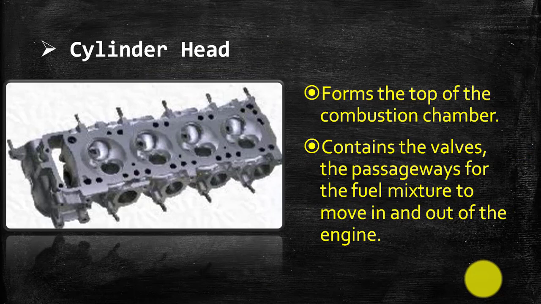The next is the cylinder head. The cylinder head forms the top of the combustion chamber and it contains the valves, the passageway for the fuel mixture to move in and out of the engine. That means the cylinder head has small holes to accommodate the valves, and it also accommodates the intake and exhaust manifolds. Apart from this, it also provides passageways to mount the spark plug and the fuel injectors. That is about the cylinder head.